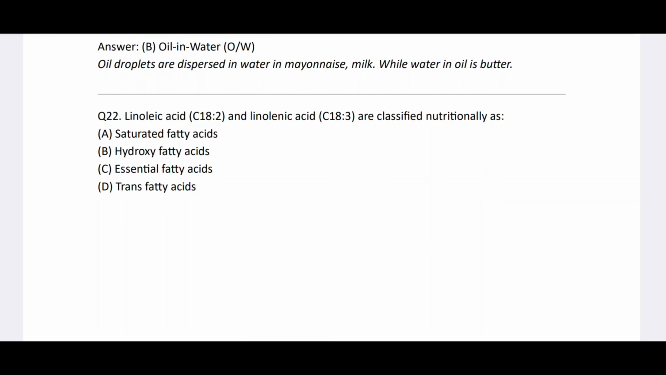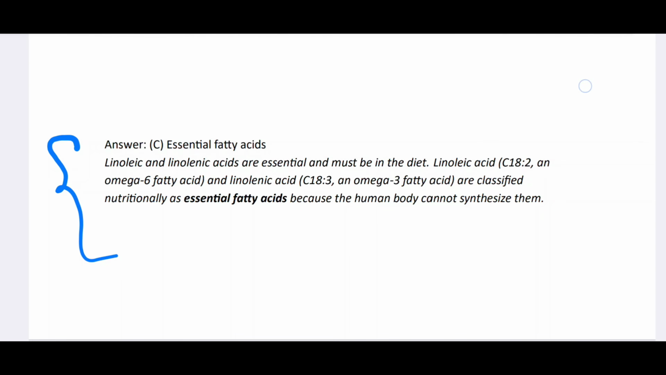Next and last question is, linoleic acid and linolenic acid are classified nutritionally as. So the right answer here will be option C, which is essential fatty acid. So linoleic and linolenic fatty acids are classified nutritionally as essential fatty acids because our human body cannot synthesize them. So these are called essential fatty acids, EFA.